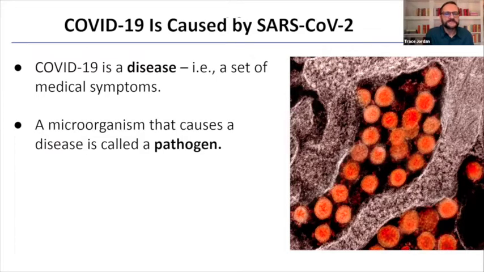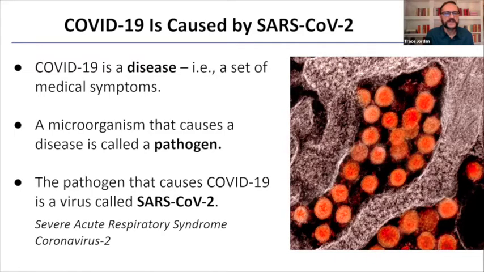A microorganism that causes a disease is called a pathogen. Patho refers to disease and gen refers to origin. So a pathogen is responsible for the origin of the disease. The pathogen that causes COVID-19 is a virus called SARS-CoV-2. Full name of this virus is Severe Acute Respiratory Syndrome Coronavirus 2. The virus was given this name because of its close genetic similarity with the virus that caused the original SARS outbreak in 2002.